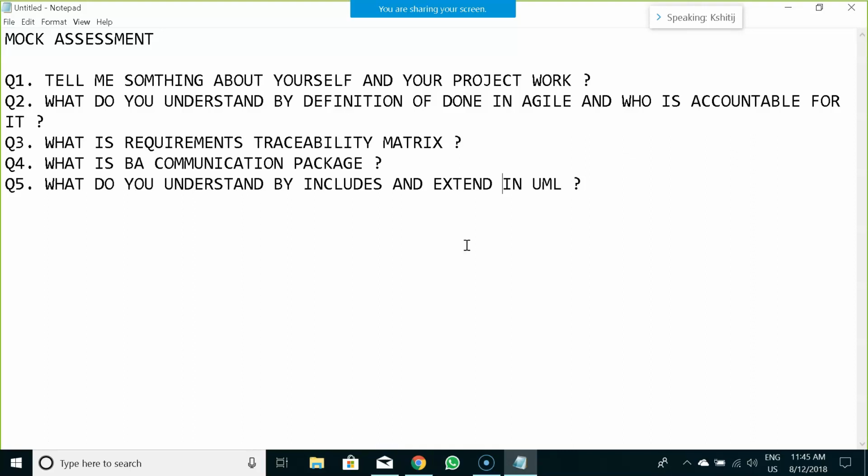And for the extend relationship, for example, let's say approval may be required for some order to be confirmed, maybe above 10,000 rupees or whatever number. That could be an example for the extend relationship. Okay.